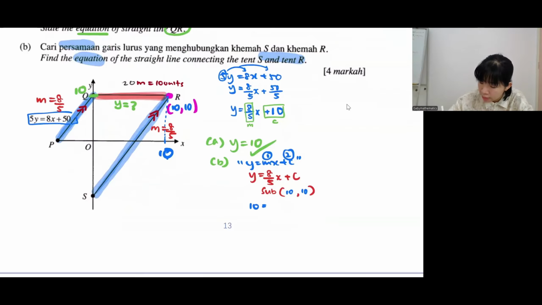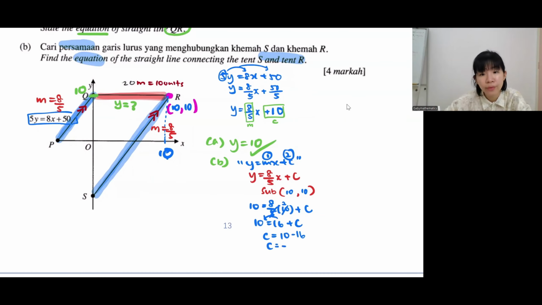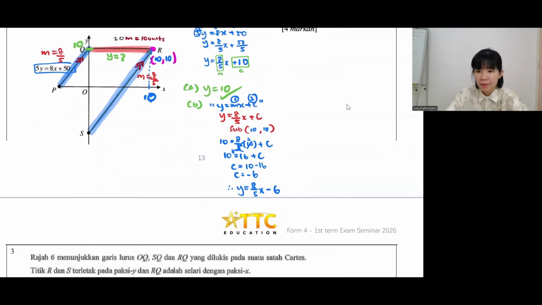So y is 10, x is 10, you can find c already. 10 equals 8 over 5 times 10 plus c. The 5 and 10 simplify. 10 equals 16 plus c. So at the end, find c. Move 16 over. 10 minus 16. c equals negative 6. Okay, so got c, got m. Now write the equation one more time: y equals 8 over 5 x minus 6. Is all your memory coming back? Still remember now?